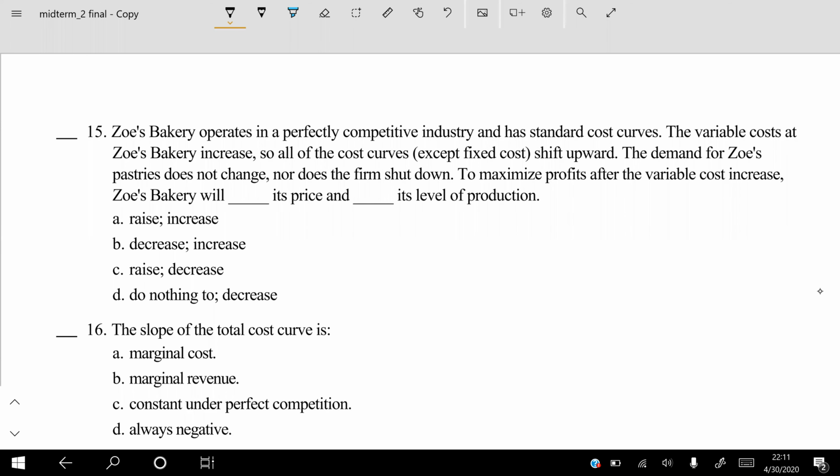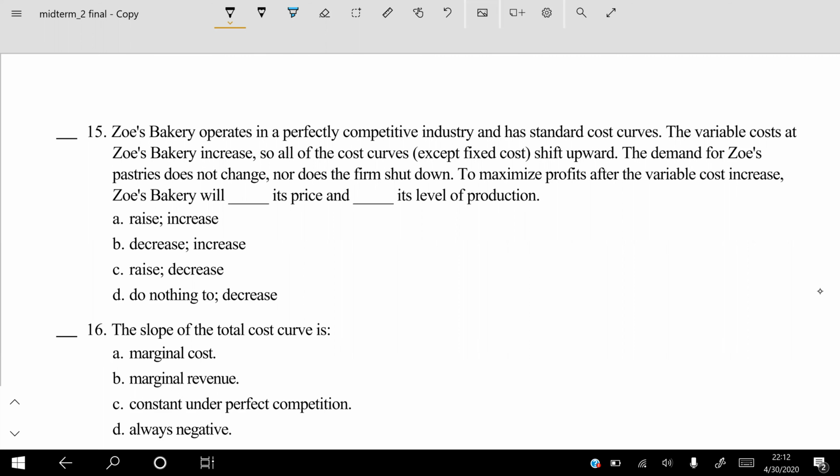So let's work through 15. Zoe's Bakery operates in a perfectly competitive industry and has standard cost curves. The variable cost at Zoe's Bakery increases, so all the costs except fixed costs shift upward. The demand for Zoe's pastries does not change, nor does the firm shut down. To maximize profits after the variable cost increases, Zoe's Bakery will blank its price and blank its level of production.